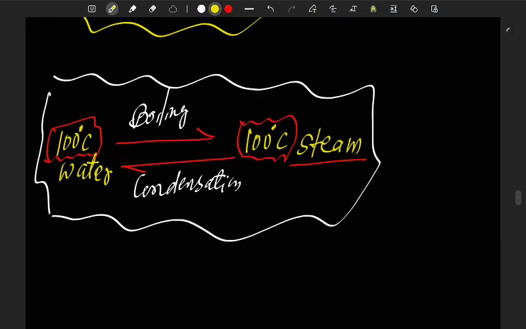It is applicable for boiling and condensation also. Like water is going to boil at 100 degrees Celsius and convert into steam. Now suppose in condensation this steam is going to convert into water. So this condensation will also happen at 100 degrees Celsius.